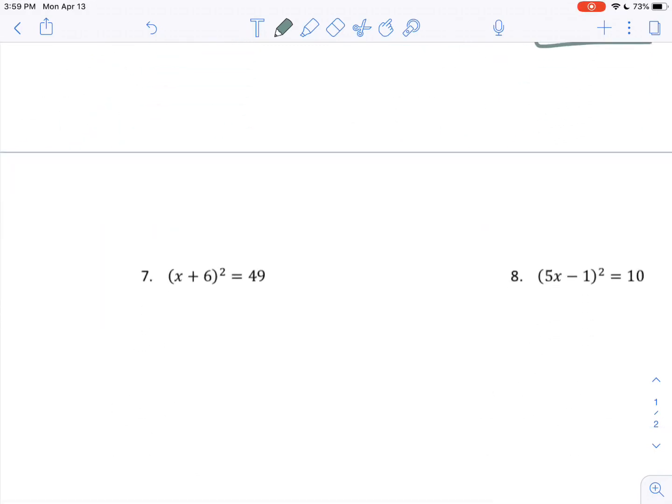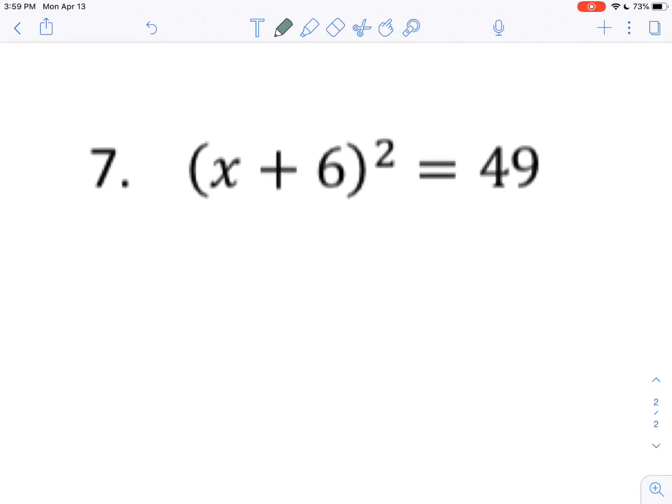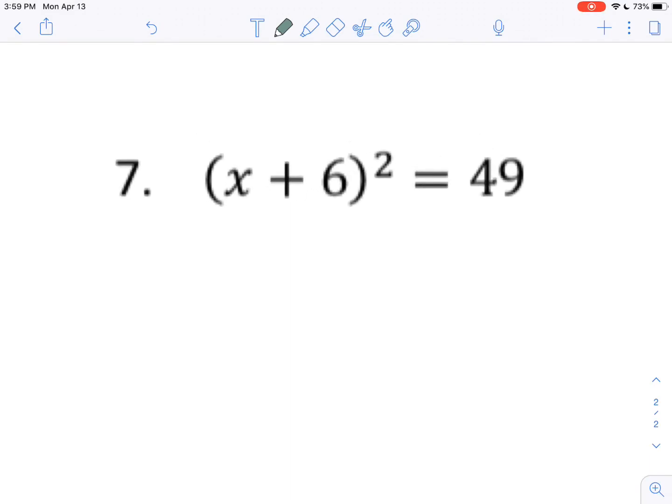Okay, so number 7. So now I have a binomial being squared. So whatever is being squared, make sure that's what you're isolating. That's what you're getting by itself. And then we're going to do the same exact process. So I'm going to take the square root of both sides.